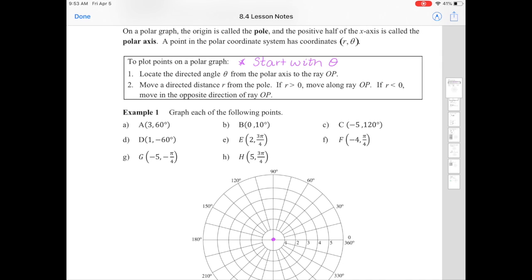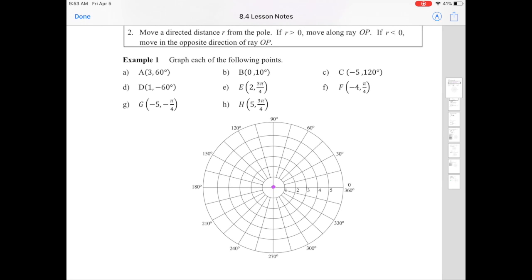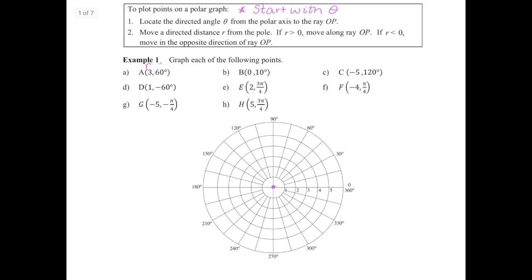So let's say I want to graph point A, which is (3, 60 degrees). So 3 is our r value, and 60 degrees is our theta value. We will start at 60 degrees. So we're going to find 60 degrees here, and then we're going to find the radius of 3, which appears to be here. So this will be A.